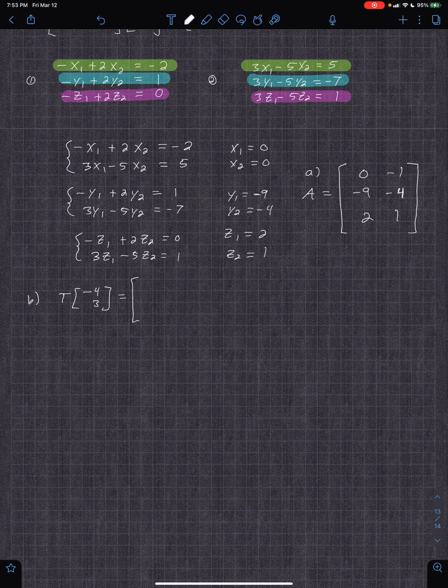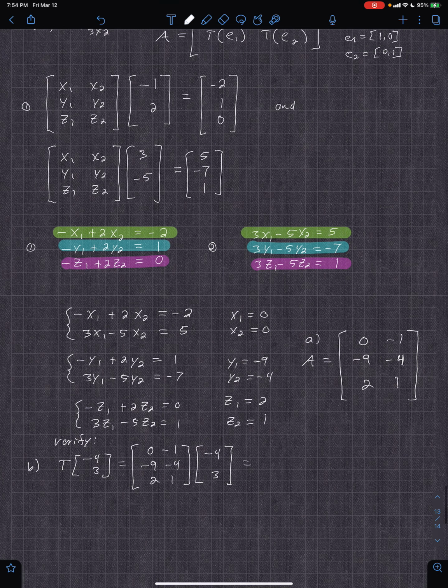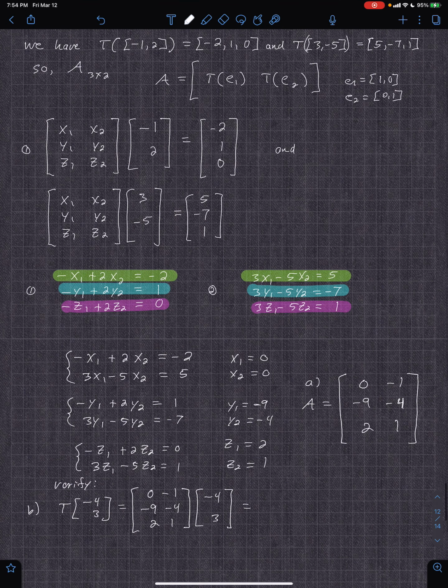So what was I doing? Was I verifying? Oh, this was verify. So first, I guess I was going to verify and then use it to do the transformation. So this is just verifying it works. So 0, -1, -9, -4, 2, 1. And then times -4, 3. And we know what that should be. You don't have to check each one. I mean, you don't really have to check it. It's just nice to do it when you're studying this stuff.